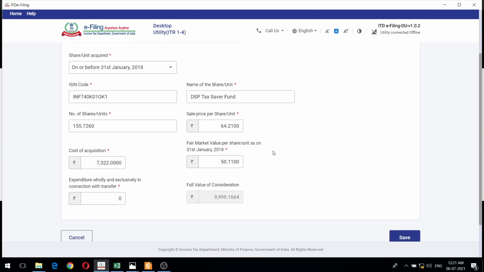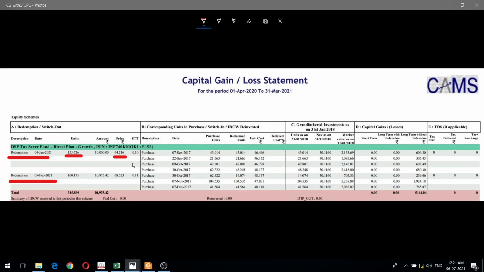Okay, now you have to get the cost of acquisition. Cost of acquisition means, when you made the purchase, what is the total amount you spent, right? You can calculate the cost of purchase from here: this is the purchase units, and this is the cost. Just multiply these two and make an entry here. For the sake of simplicity, I have done a similar calculation and drafted it here.